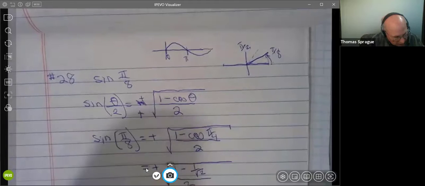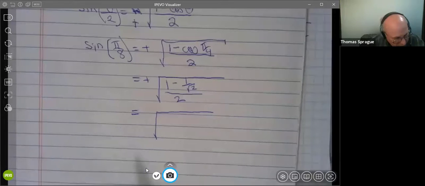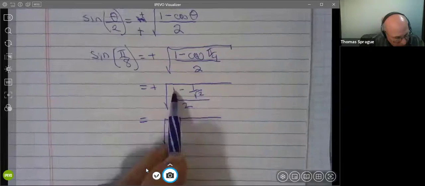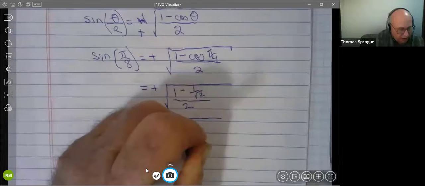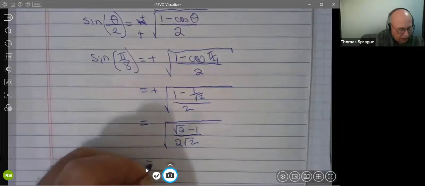Okay, let's get a single fraction in the numerator. 1 is the same as root 2 over root 2. So I have root 2 minus 1 over root 2. That's all I've done so far, just the top. Now I want to take that result and divide it by 2. Well, I just put a 2 down here. That does it. And I suspect we can make this look a lot better.